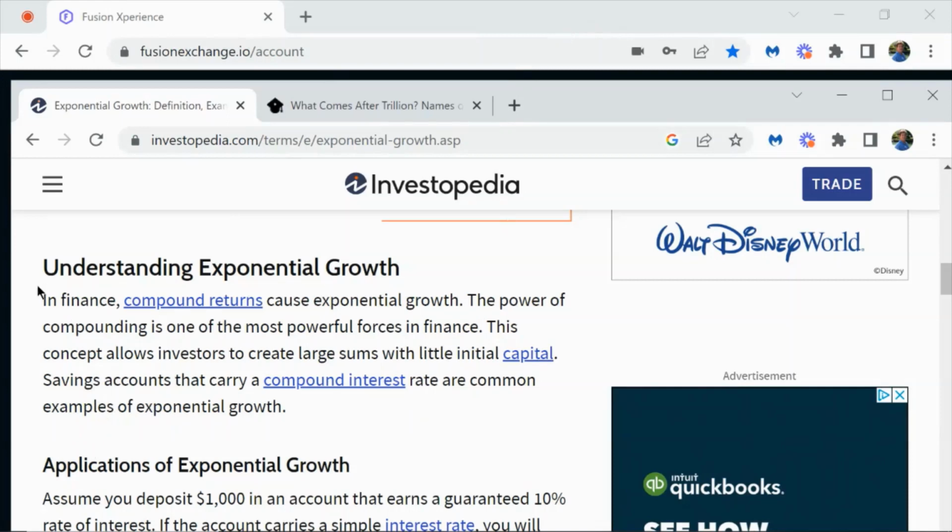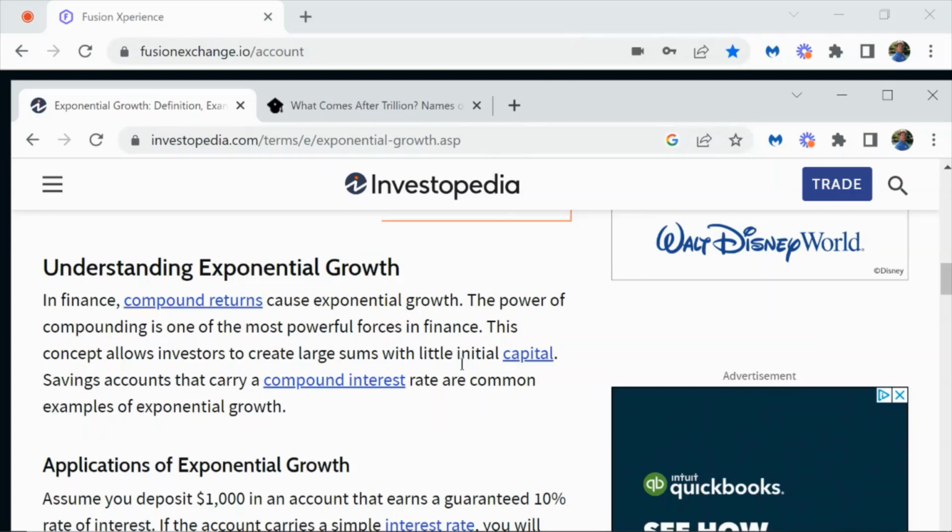A quick understanding of exponential growth. In finance, compound returns cause exponential growth. The power of compounding is one of the most powerful forces in finance. This concept allows investors to create large sums with little initial capital. Savings accounts that carry a compound interest rate are common examples of exponential growth.